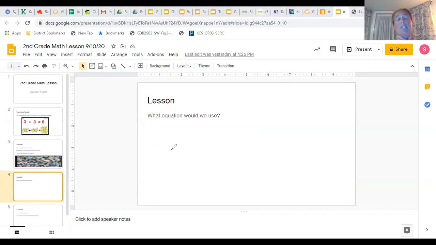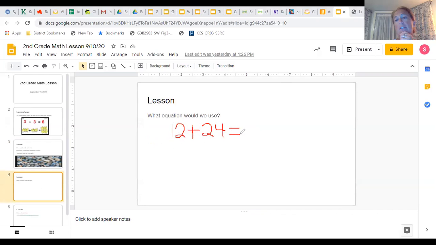All right, so we're going to decide what equation we should use to figure out how much Kira and Jake found together. We know that Kira found 12, and we know that Jake found 24. We decided that the question was asking us how much they found together, so we know we need to add. And of course, we need our equal sign.